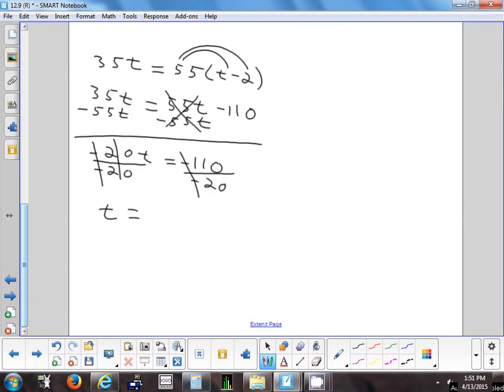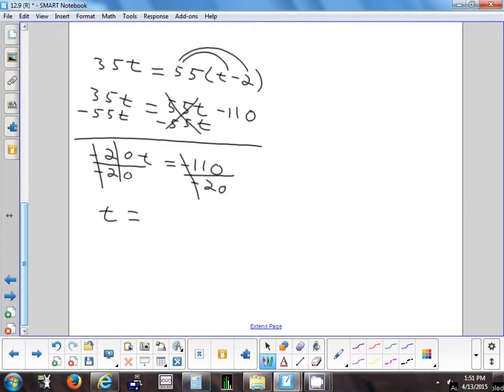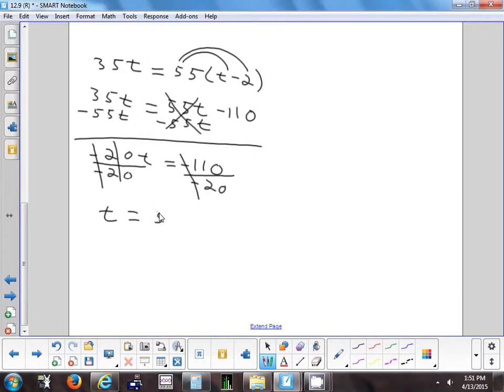Back up to the other problem. That's minus 2. If it was plus 2, that plus that would have messed us up. That's why. Okay, so it's positive. Now our last step is divide it out. Equals 5.5. So 5.5. What's my label? This is time. Hours.